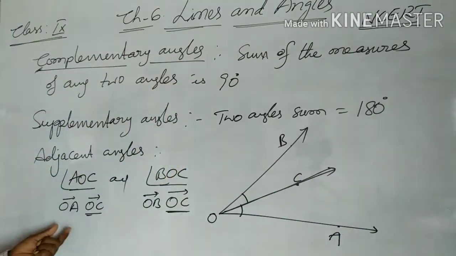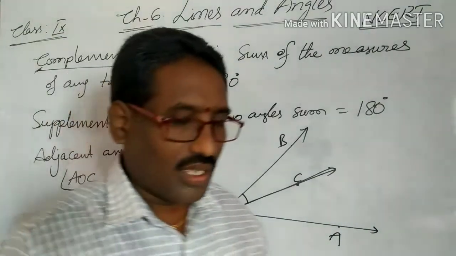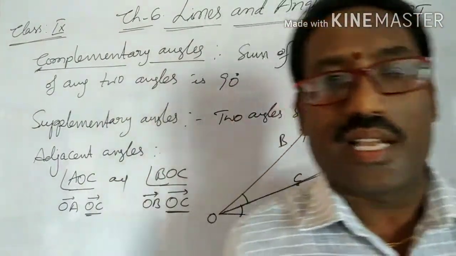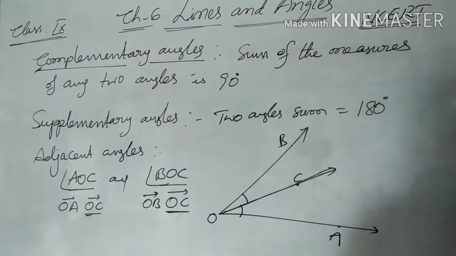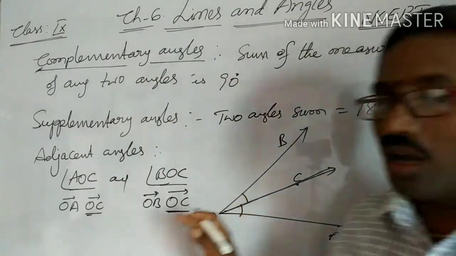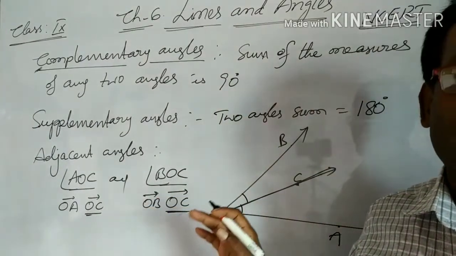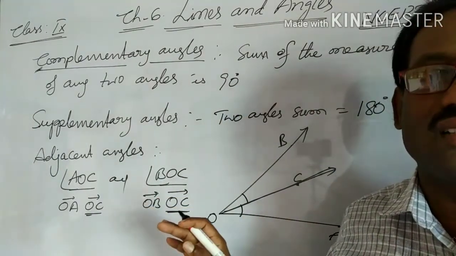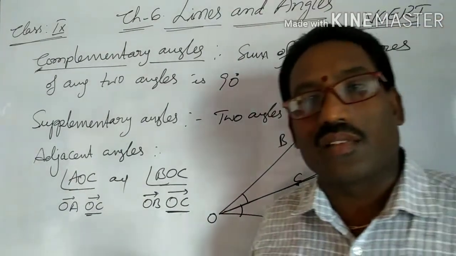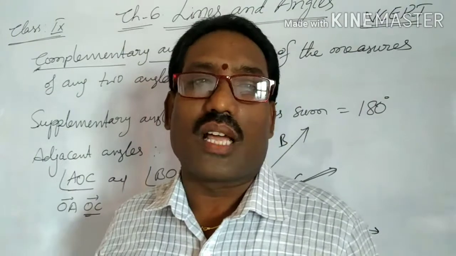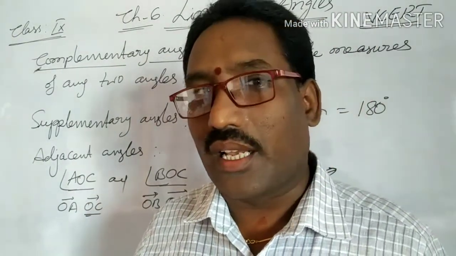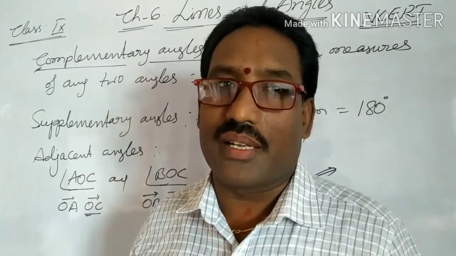Therefore, these two angles are adjacent. Otherwise, those angles are not adjacent. If two angles are adjacent, they have a common arm, and the common arm is between the other two arms. Then only the two angles are adjacent. Otherwise, the two angles are not adjacent. Okay, clearly understand. Be careful, everybody.